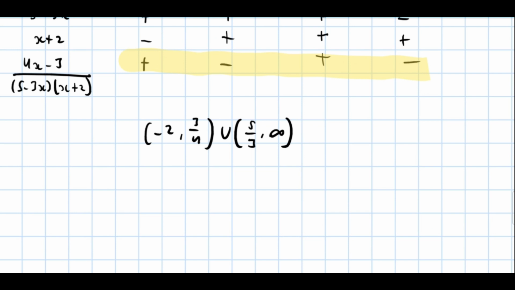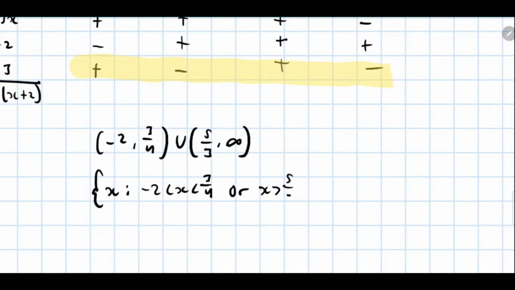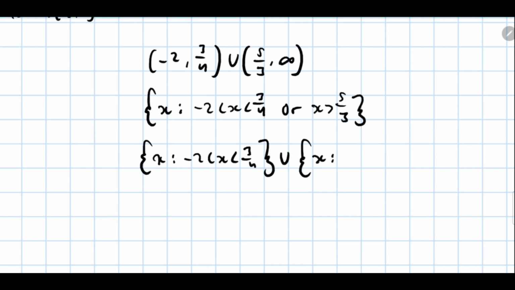Okay. Now the second way to show is by using set builder notation. And in set builder notation, we have 2 ways. The first one will be curly braces, x such that x are real numbers such that negative 2 < x < 3/4 or x is larger than 5/3. Or there's another way to show: x such that x are real numbers such that negative 2 less than x less than 3/4 union with x such that x is larger than 5/3.